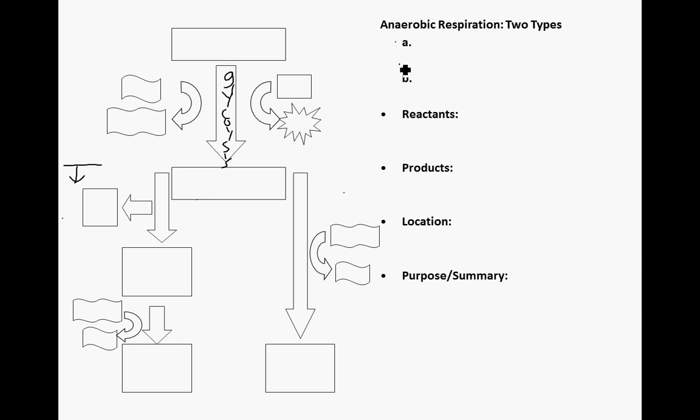So what are the two types? What are the reactants? What are the products? Where is this happening? And what is the purpose of this overall summary there? Okay. Hope that's helpful. Bring your questions to class.